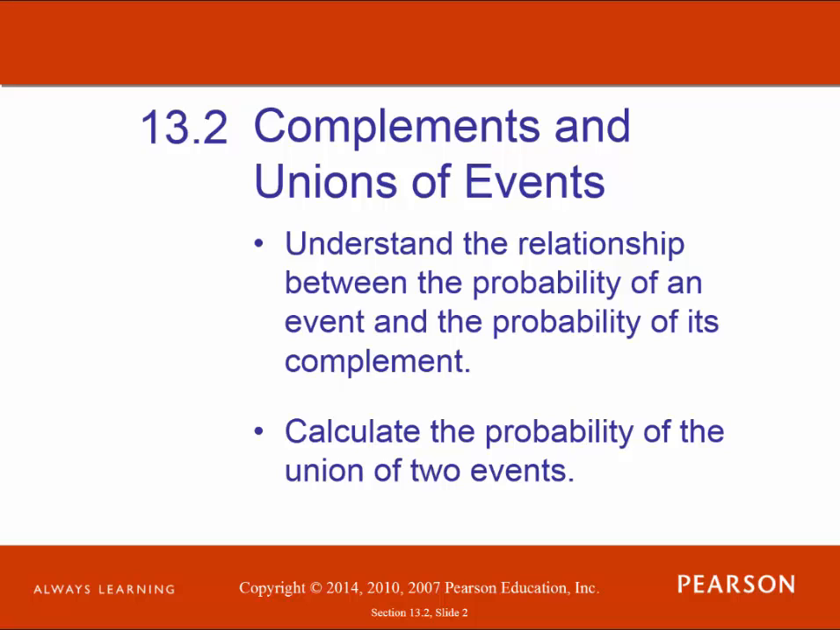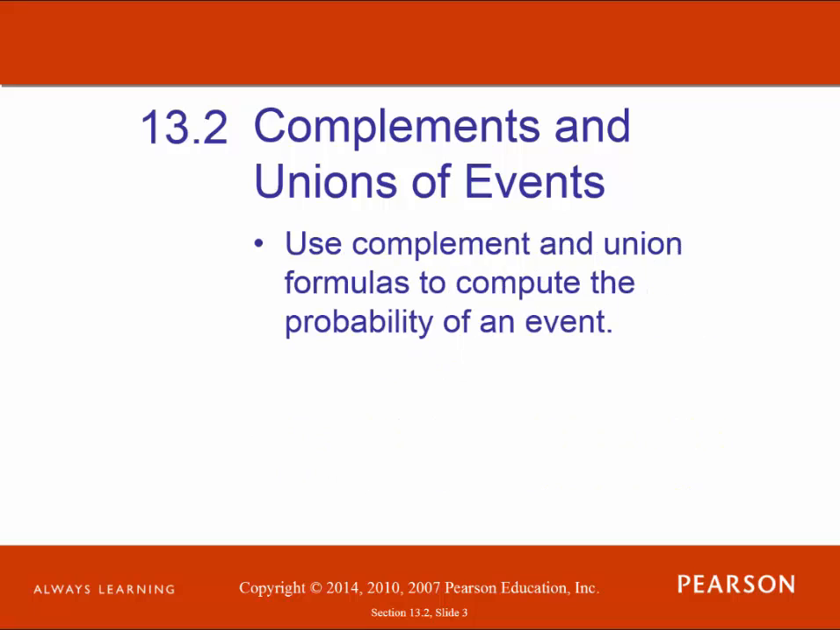So the objective for section 13.2 is the following. We're going to understand the relationship between the probability of an event and the probability of its complement. Then we're going to calculate the probability of the union of two events, and then lastly we're going to use complement and union formulas to compute the probability of an event.